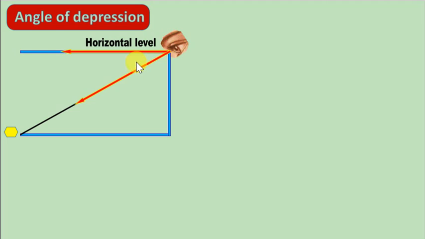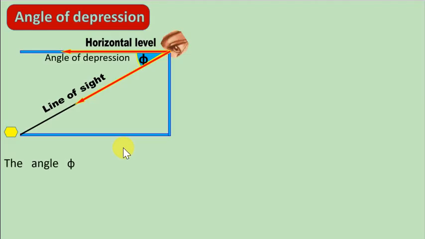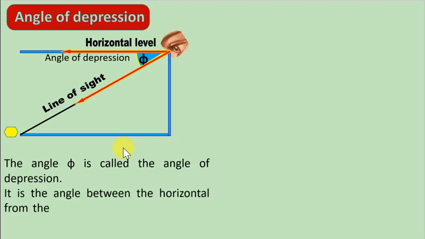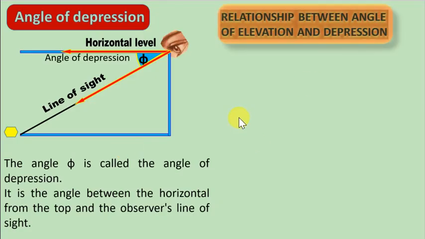This angle formed here is known as the angle of depression. That is what we call the angle of depression. Then the angle of depression is the angle shown in the diagram, phi. It is the angle formed between the horizontal from the top and the observer's direction or line of sight. That is what we refer to as the angle of depression. The angle of depression is always measured from the horizontal. The angle of elevation is always measured from the horizontal.